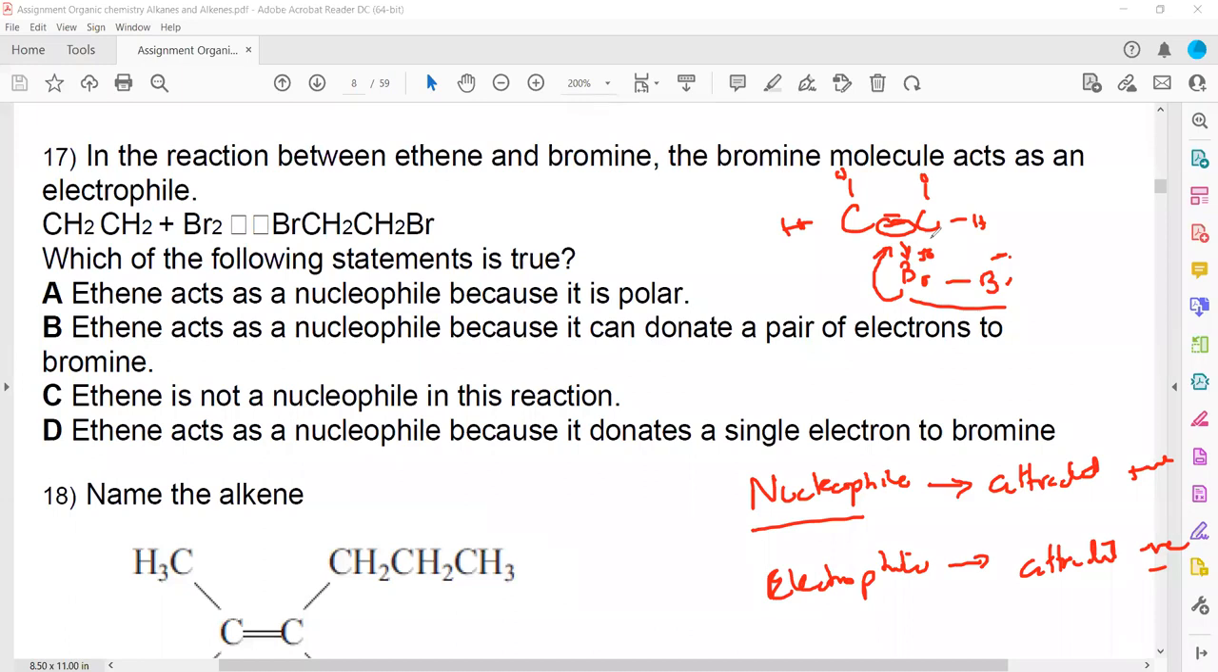Nucleophile means the substance which is attracted towards the positive center, or it tends to donate electrons. And an electrophile has the tendency to accept electrons. So in terms of the definition of electrophile and nucleophile, ethene acts as a nucleophile because it donates a pair of electrons to bromine. That's why B is the right answer for this. Is it clear? This one?